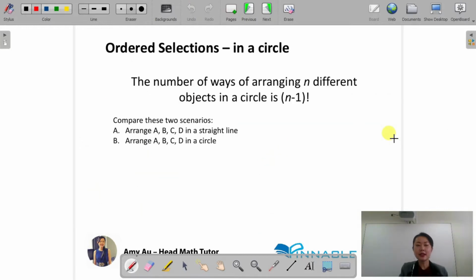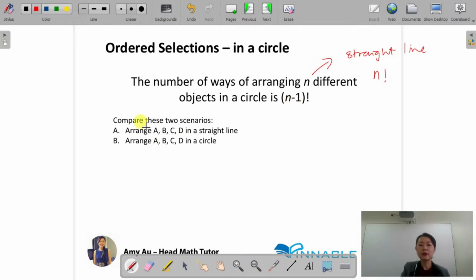Alright, so another type of arrangement is arrangement in a circle. You may have noticed in all of the previous scenarios we were dealing with arrangements in a straight line. If you are arranging n things in a straight line, it's basically the permutation of a set, n factorial. The main difference with a circle is that it's n minus 1 factorial, always 1 less. So I'm going to use this example to show you why it is 1 less.